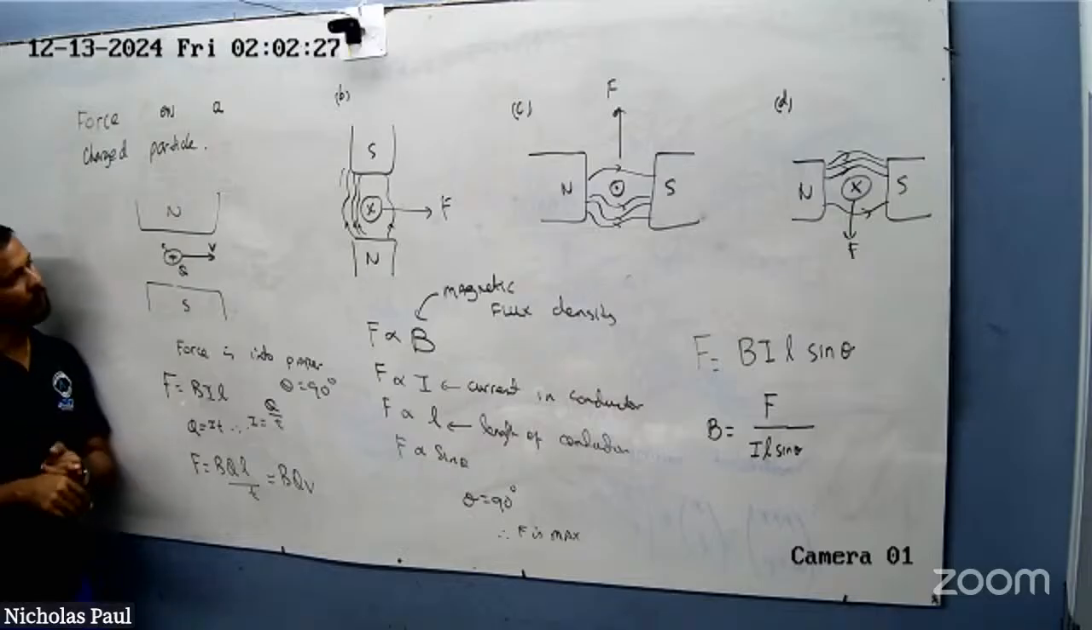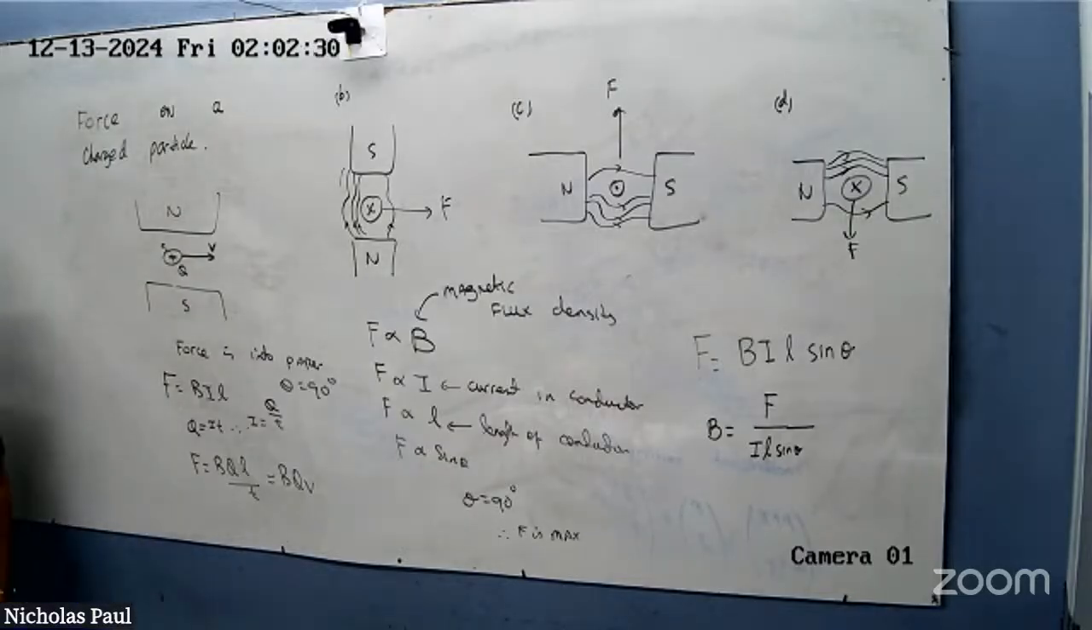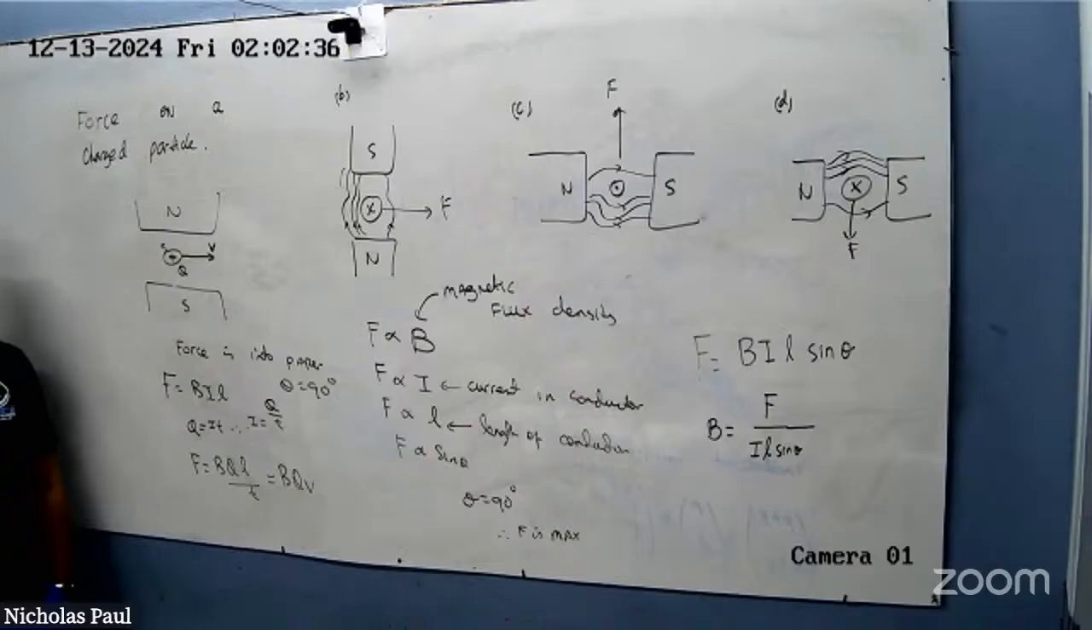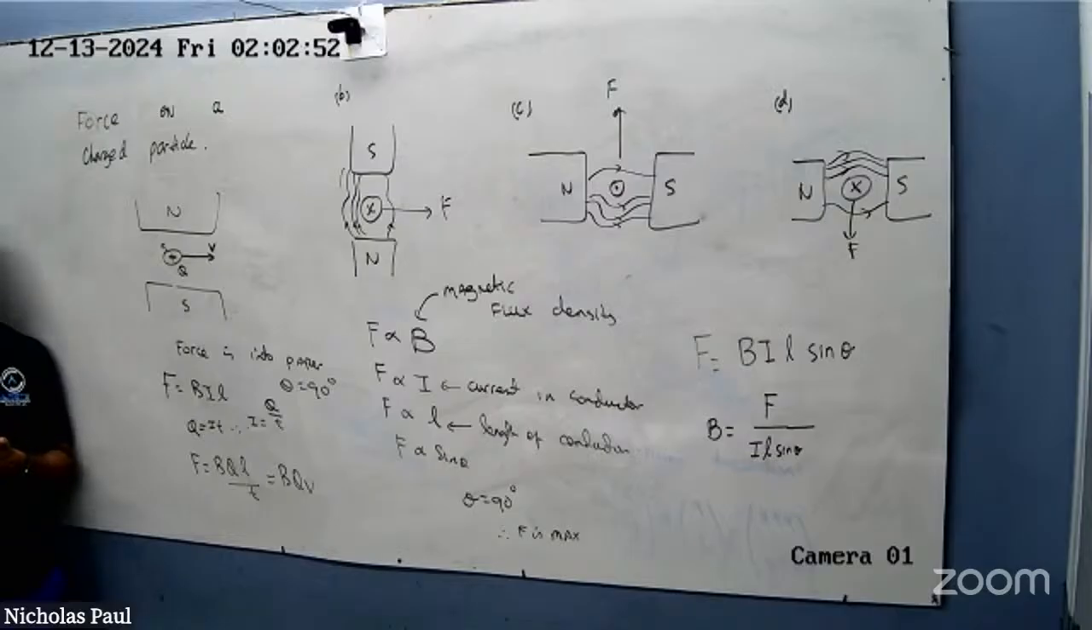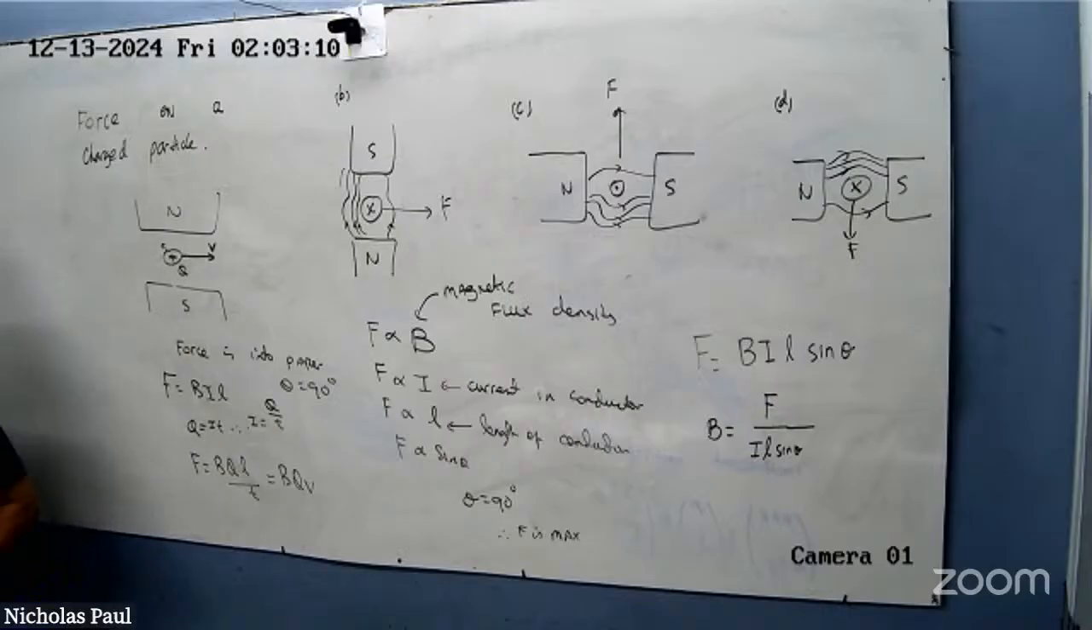All right. So underneath this, note that in Fleming's left-hand rule, the direction of the current is the direction that a positive charge will move.